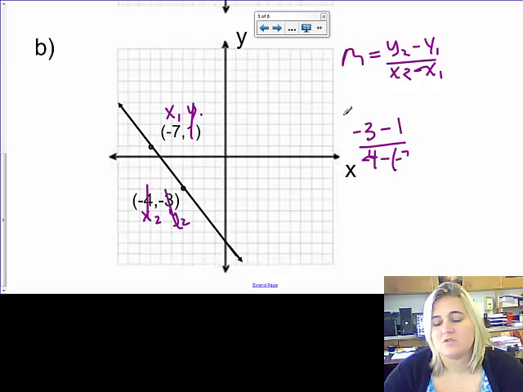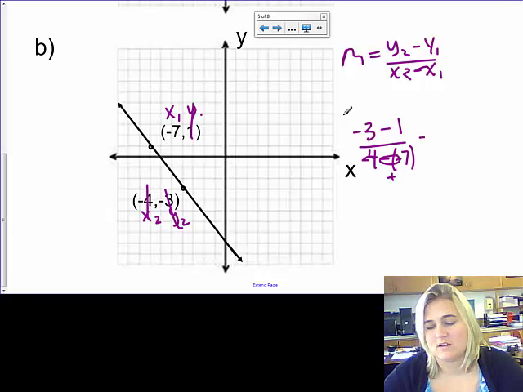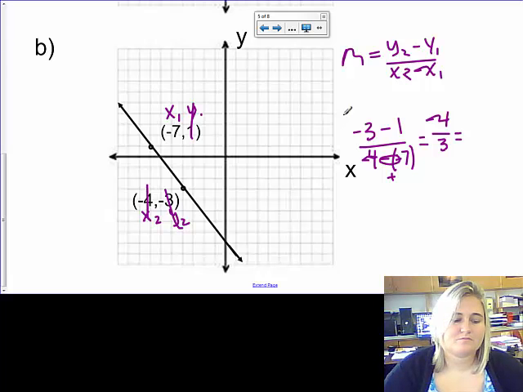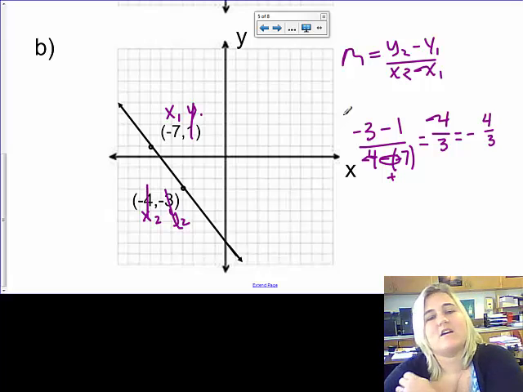So double negatives here is going to give me a positive, something we quickly see. And I have negative 3 minus 1, which is negative 4, over negative 4 plus 7 is going to give me a positive 3. So my final answer, I'm going to write it so you can actually read it, is negative 4 thirds. And once again, I'm going to leave it as that fraction, not going to change it to a mixed number or a decimal.